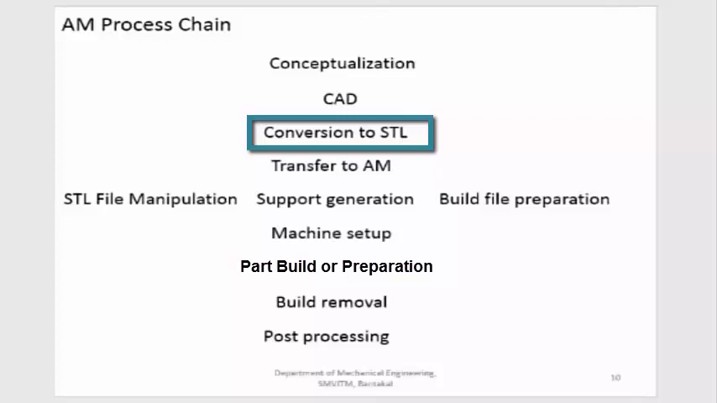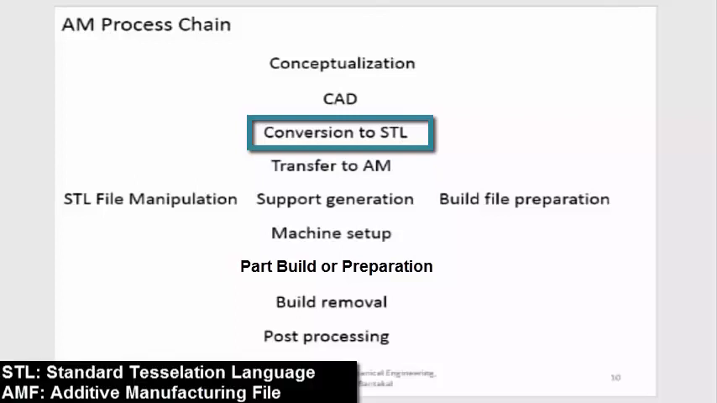STL is a standard tessellation language, which means you are breaking the CAD model into triangles. You are representing the entire model in terms of triangles. Then that STL file will be used in the subsequent steps for all the other activities.